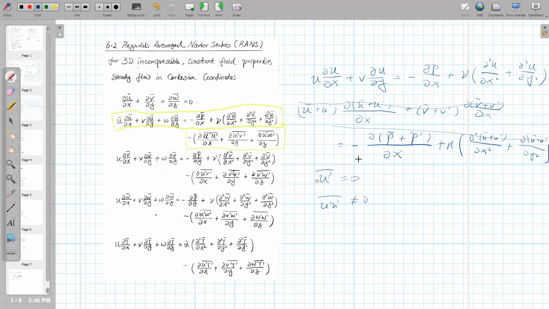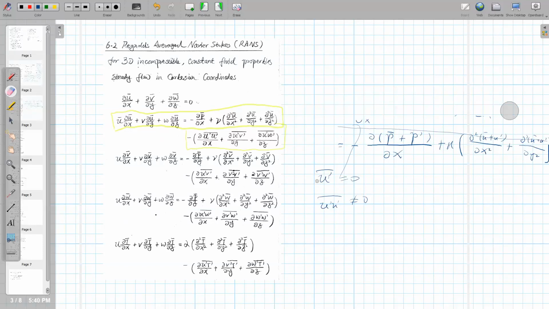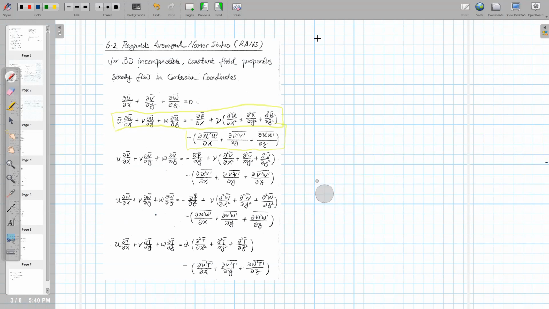I do not have space here, so let me remove this. So all this, ∂(u_i prime u_j prime bar)/∂x_j, where i and j can be 1, 2, 3, is the index notation, tensor notation, sorry. This bar here. This is called the Reynolds stress.